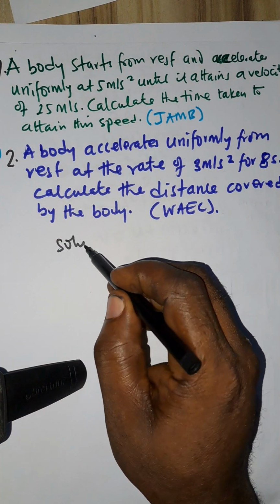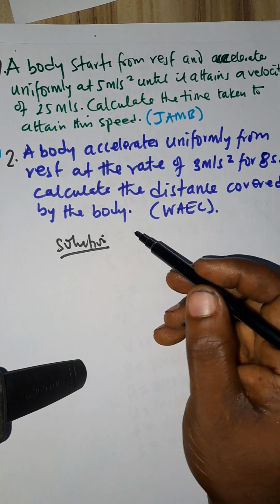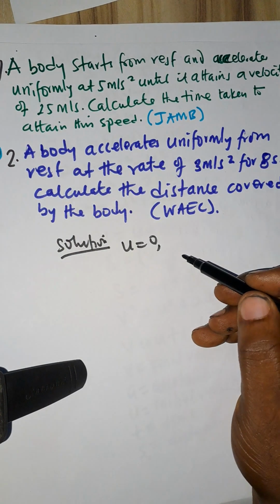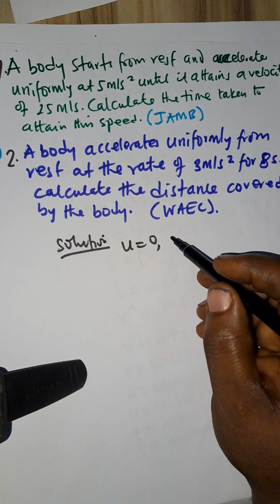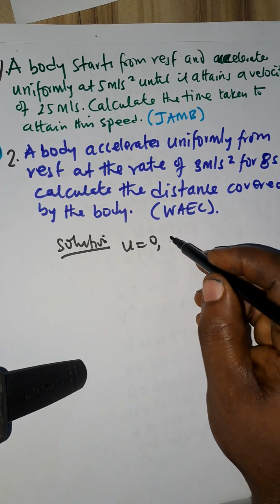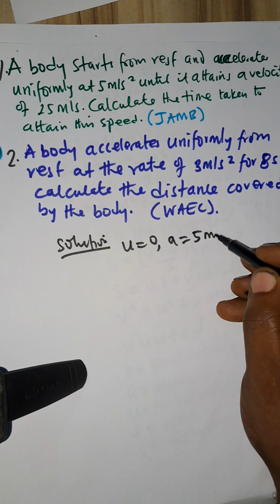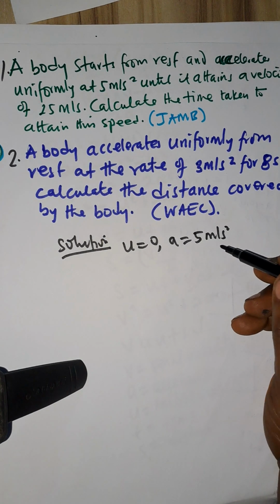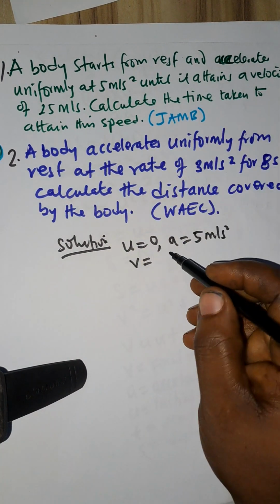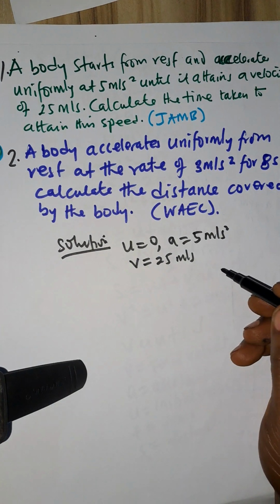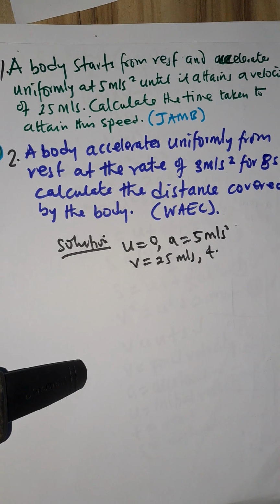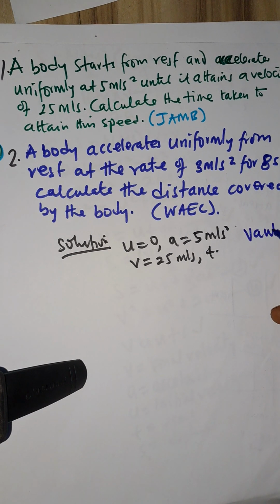Now, solution. For question number 1, we list out the parameters. Since the body starts from rest, initial velocity is 0. It accelerates uniformly at 5 meters per second squared, so A is 5 meters per second squared. Final velocity V: it attains a velocity of 25 meters per second. Calculate the time taken, T. You can see this question, watch carefully. This is VOLTS.